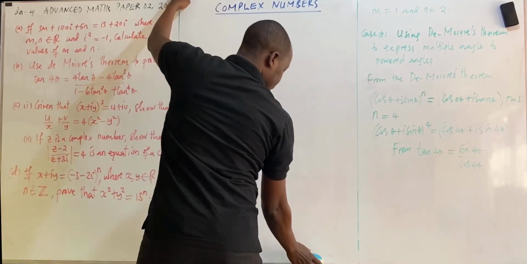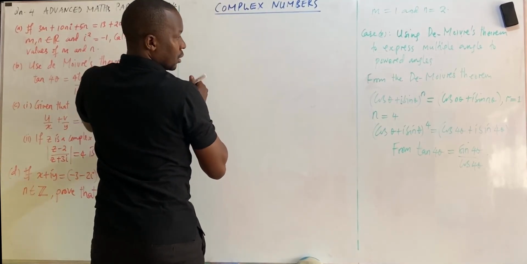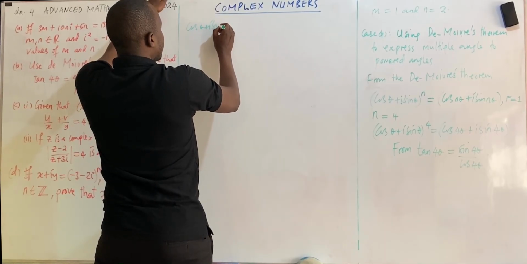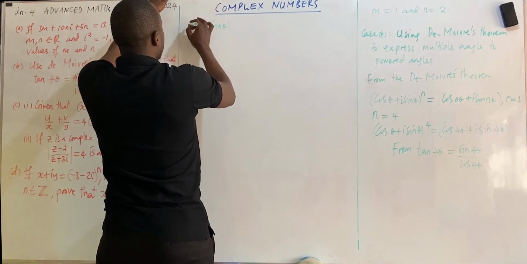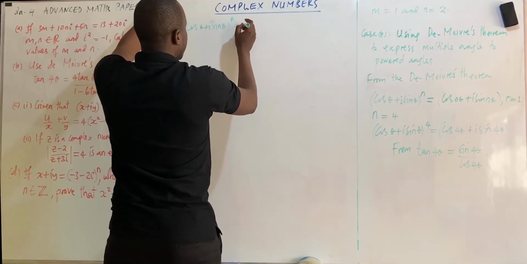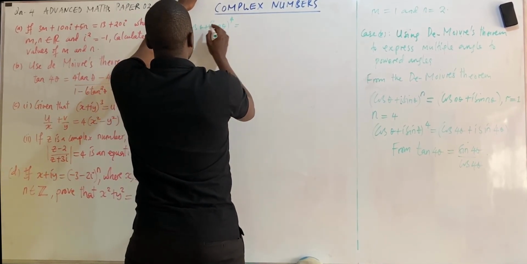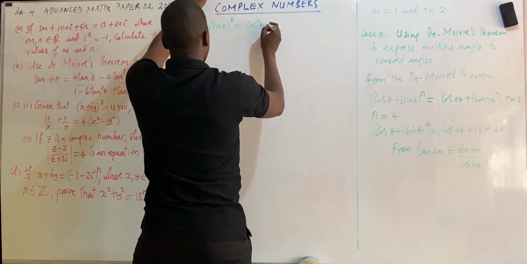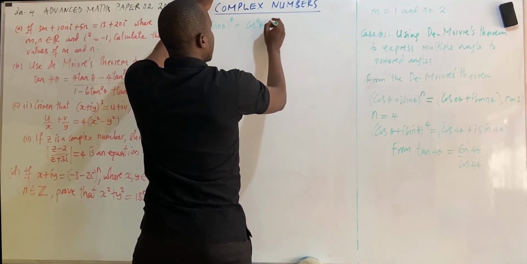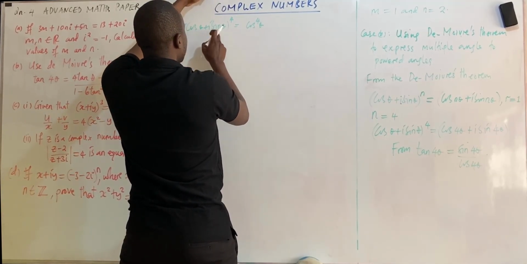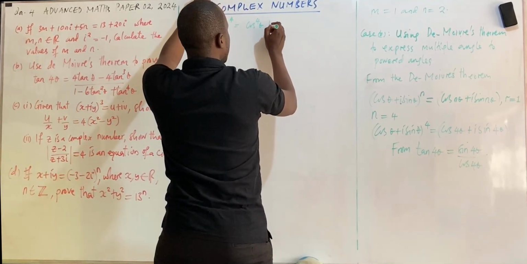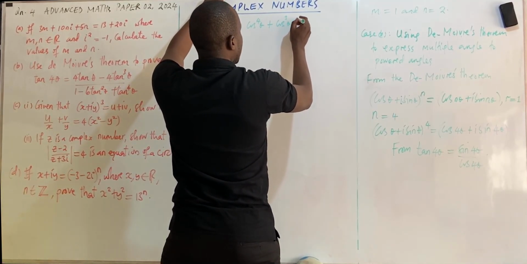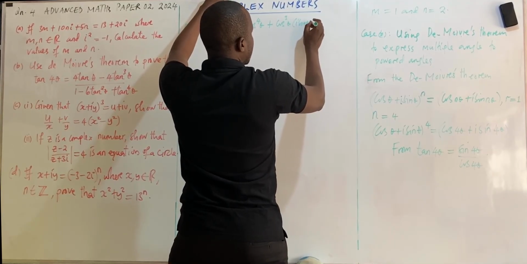So now when expanding that (cos θ + i sin θ) raised to 4, through binomial it becomes cos θ raised to 4, but this i sin θ will be power 0. As we go, this decreases and this increases in powers. So we plus cos³θ, then i sin θ power 1.